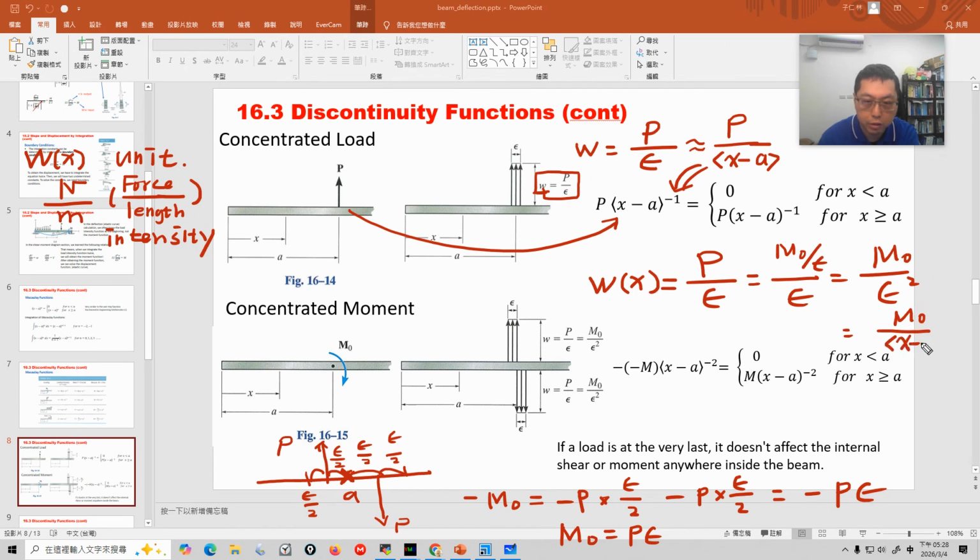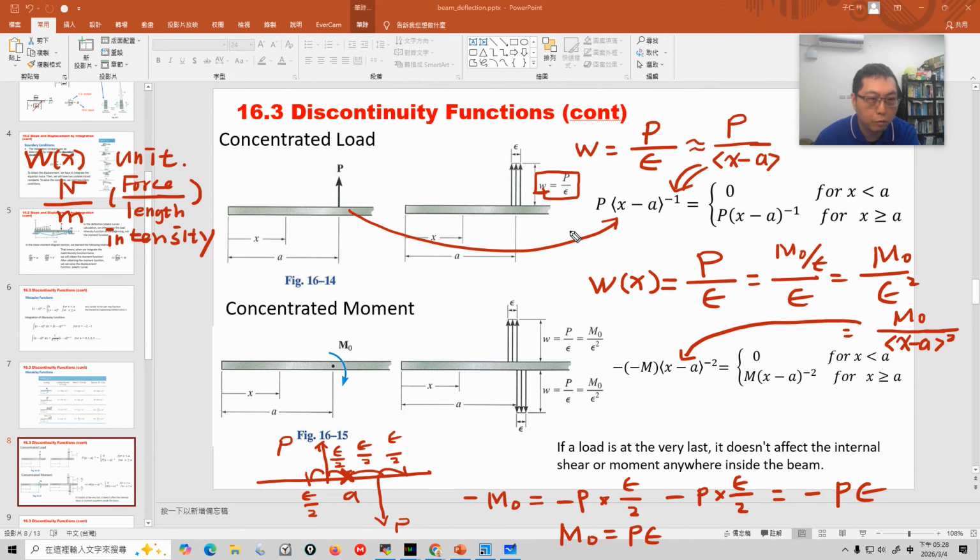So it will become like this: x minus a to the power 2. It's a moment times the x minus a to the power minus 2, because it's actually m naught divided by x minus a to the power 2. Because this is in the denominator, that's why it's power minus 2. So this is also a very intuitive derivation.